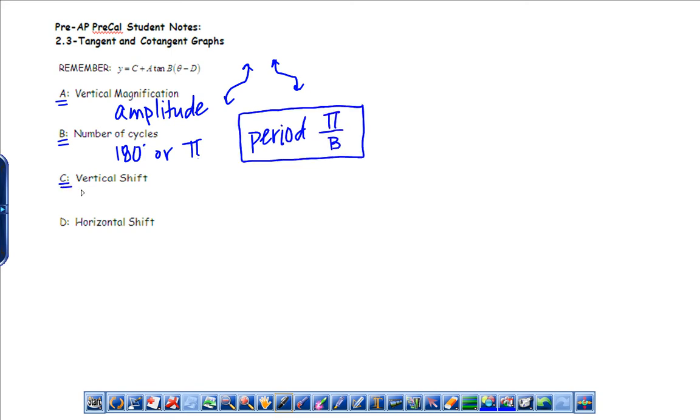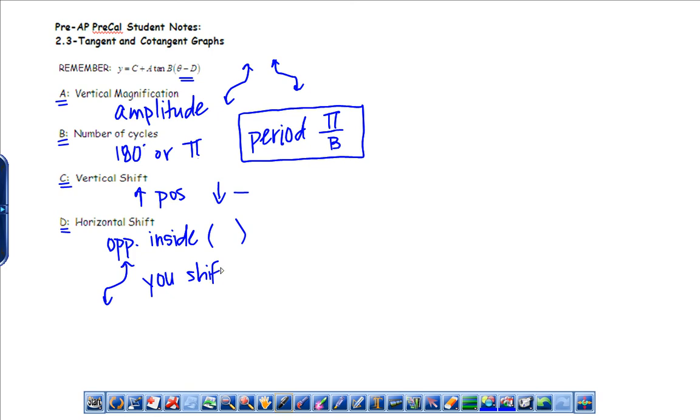Your C value is still your vertical shift, so that's going to be up is your positive and down is your negative. Your horizontal shift is the number that's inside your parentheses, and remember that's your left and right, and remember it's always opposite of what you think it's going to do. And one thing that's important about this is on tangent you shift from the middle point, and on a cotangent graph you shift from the asymptote.